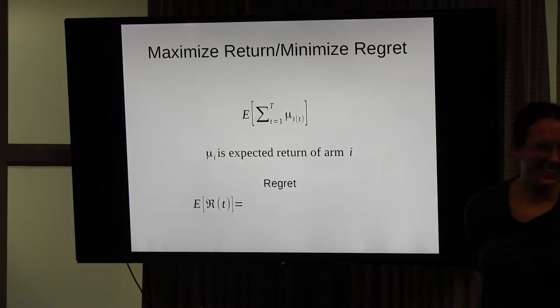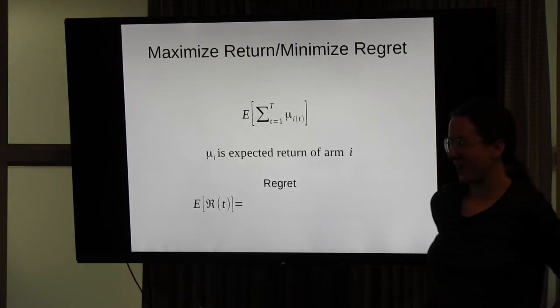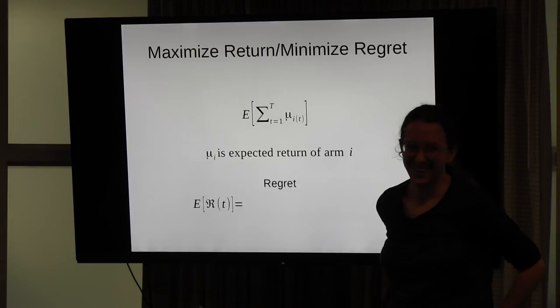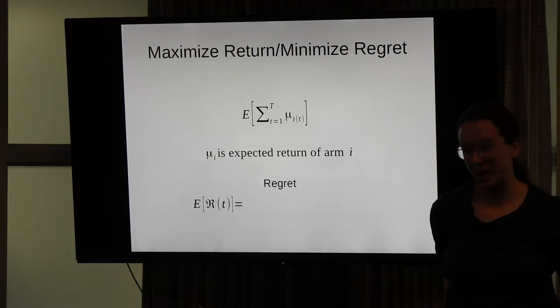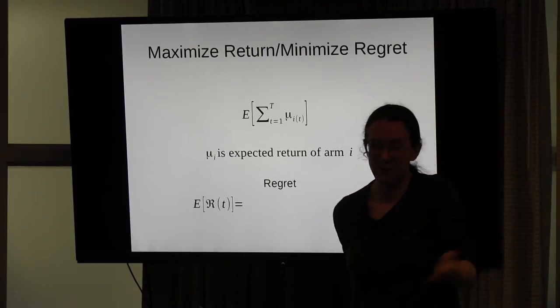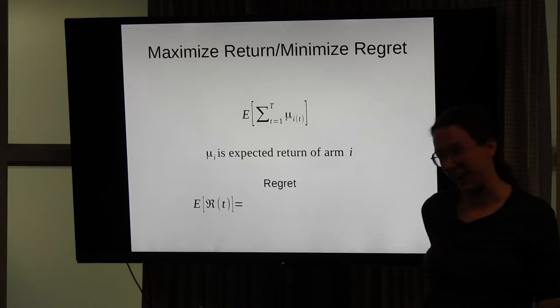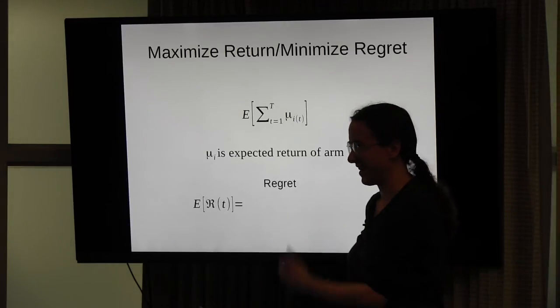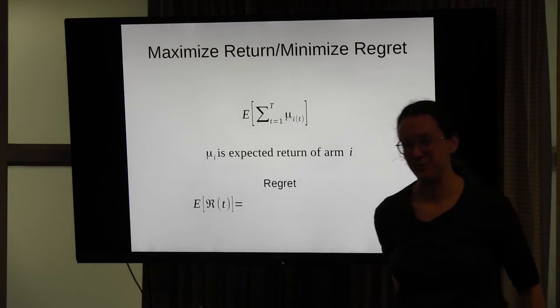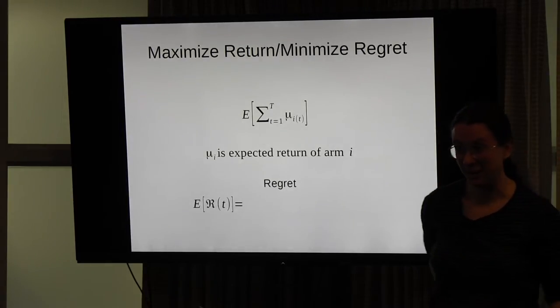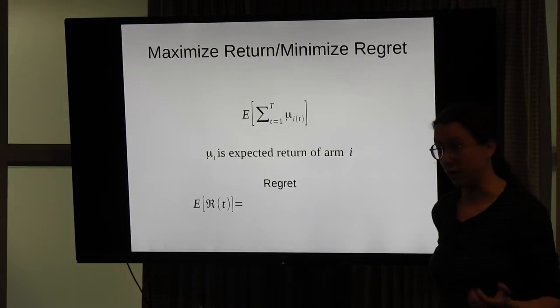Bad. Right, it could have been so awesome, and yet it wasn't. I could have picked that 0.8 lever the whole time. We coded up the optimal policy. We know what the expected return was, and instead, I decided to pull that other one, that 0.2, and I could have gotten a reward, and I didn't. Okay, so regret is trying to quantify this.